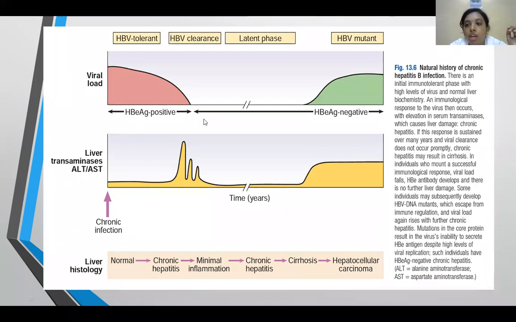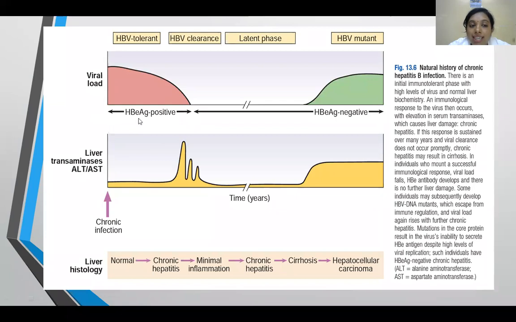in this slide. So initially, obviously the chronic infection has been established. From acute infection, we have gone into the chronic infection. So when chronic infection sets in, what happens to the viral load? Obviously the viral load is high. This diagram shows high viral load and normal liver biochemistry. That is, liver enzymes are normal initially.